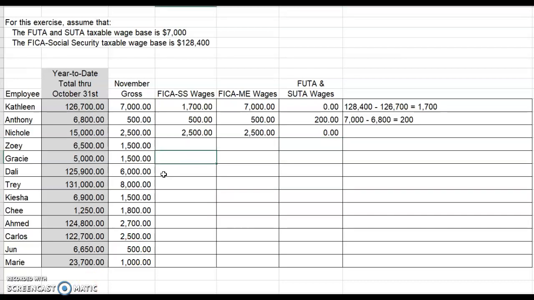Let's skip down and do Gracie next. Before November, Gracie had already earned $5,000 in gross wage. This is not even close to the FICA Social Security wage base of $128,400. Accordingly, all of her $1,500 of gross wage for the month of November is subject to FICA Social Security tax, so put $1,500 in the FICA Social Security wages column.